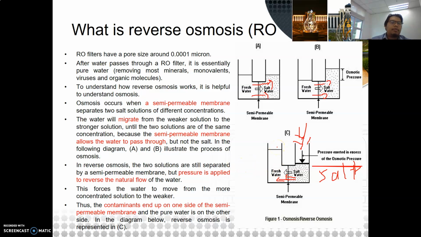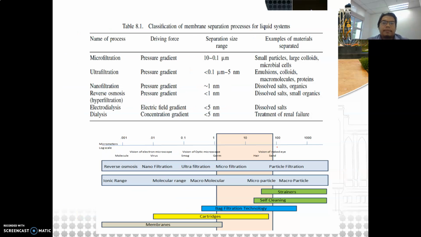So here is how reverse osmosis works. If we look at all the products, our drinking water or any product that states reverse osmosis, that is how it works.